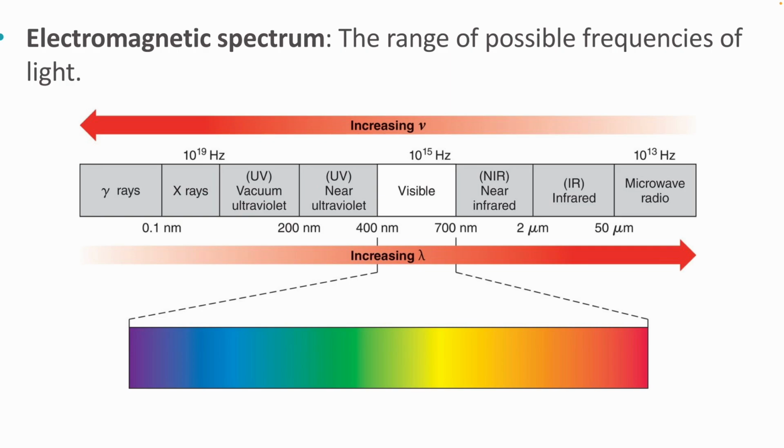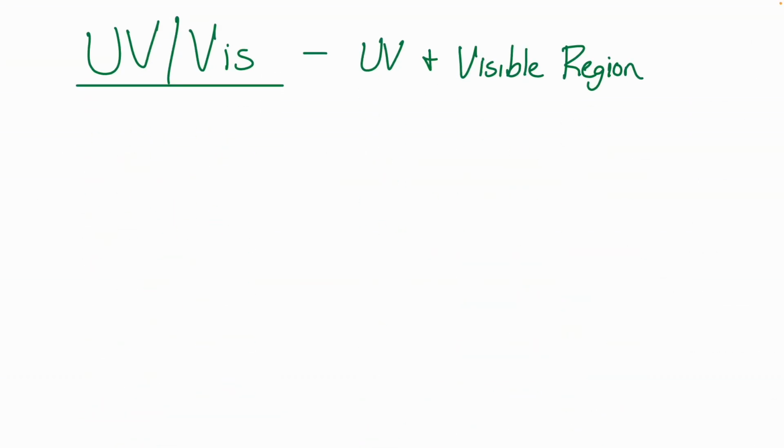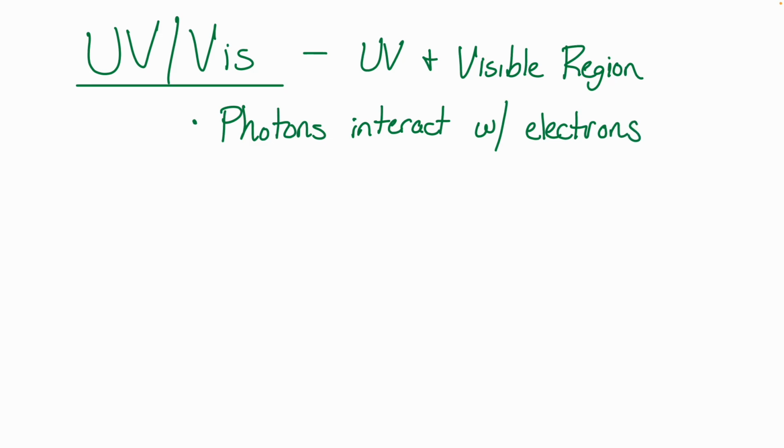In this region here, that's what we call the visible region, and just outside of it is what's called the UV region. That's what's giving you your sunburns. You can't see those UV rays, but they're still interacting with your cells and doing some damage. So UV-Vis region, within this region are photons that interact with the electrons in a molecule. Okay?